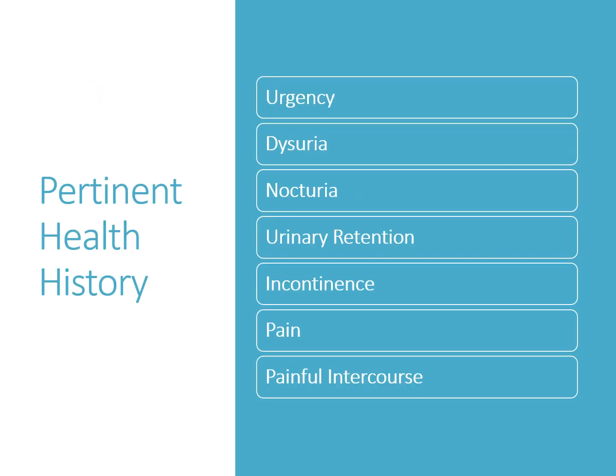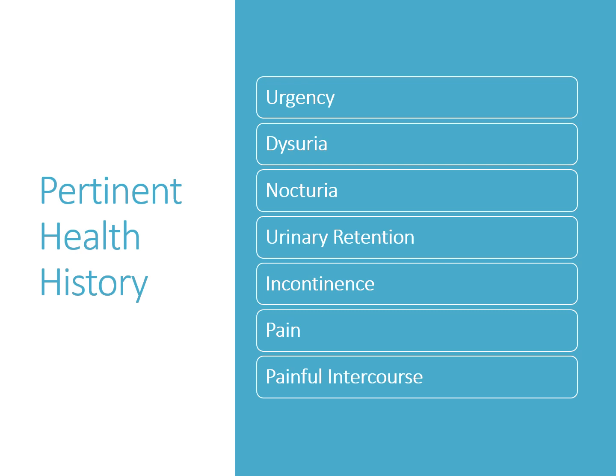In collecting a pertinent health history, it is important to ask if the patient is experiencing any urgency, meaning that the patient has a sense that he or she must void now and cannot wait. Is there any dysuria or painful urination? Do they have any nocturia, meaning that they have to get up frequently during the night? And if so, how often do they get up? Is this a new onset or is it an increase in the usual pattern?